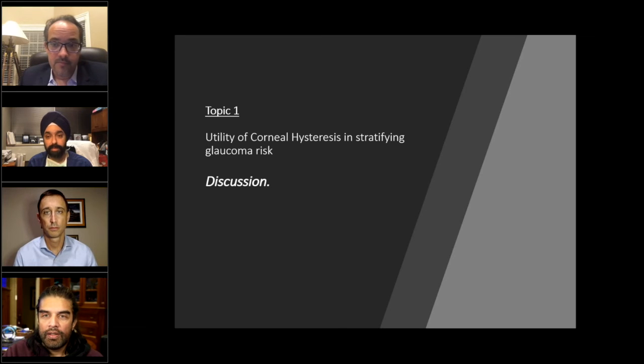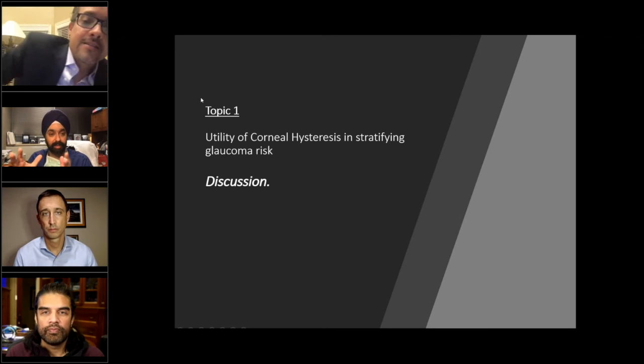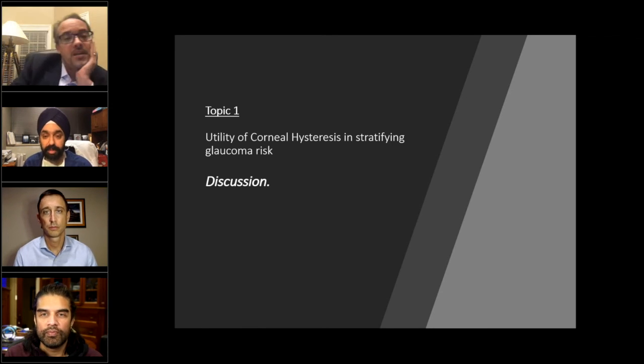Yeah, where I find it really useful is when you have a pachymetry reading in the middle 500s, 550, 540, and then you have a lower hysteresis. That really differentiates those patients. When it's a 620 CCT, they usually do have a high hysteresis, and you're much more relaxed in general with that patient. So it's those middle 500s where I really find it useful. Yeah. Exactly.